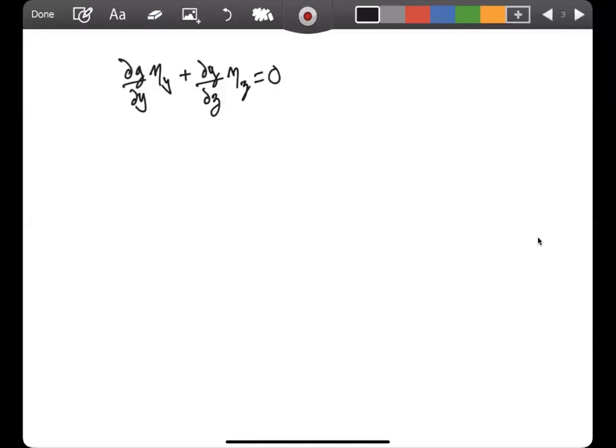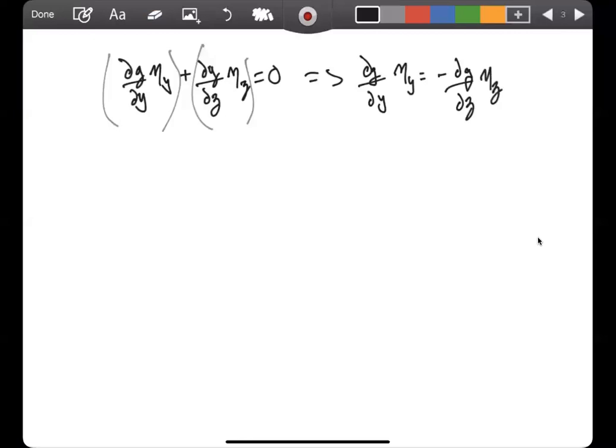Now, since this is 0, we can isolate each one of these two pieces. So finally, we get the partial of g with respect to y times eta_y must be equal to negative the partial of g with respect to z times eta_z. Ultimately, this gives me a relationship between the etas, which I can use in our variation above, because originally we used the fact that the etas were arbitrary, so that each one of those terms had to go to 0 separately.